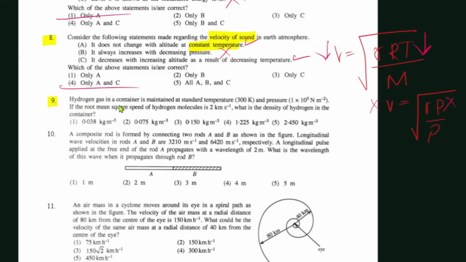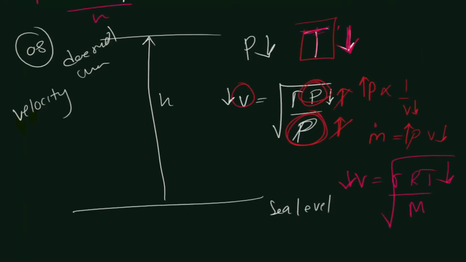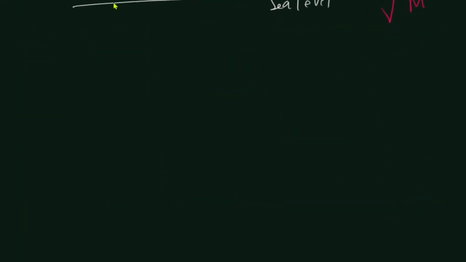Hydrogen gas in a container is maintained at standard temperature 300 Kelvin and pressure this much. If the root mean square speed is given, it's not the mean square speed, it's the root mean square speed. What is the density?